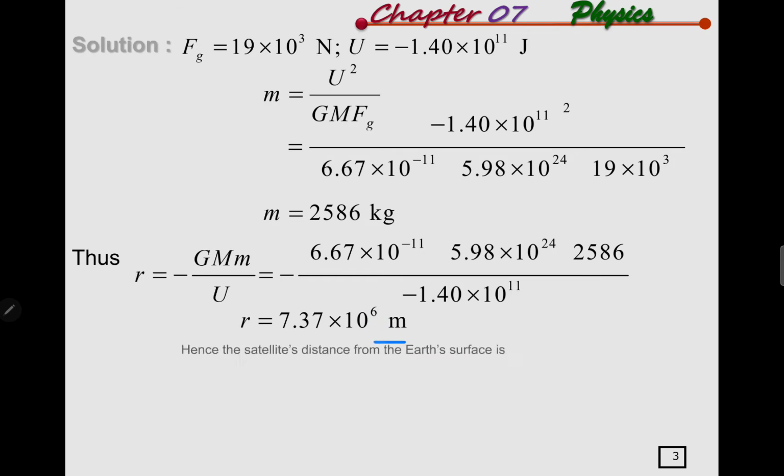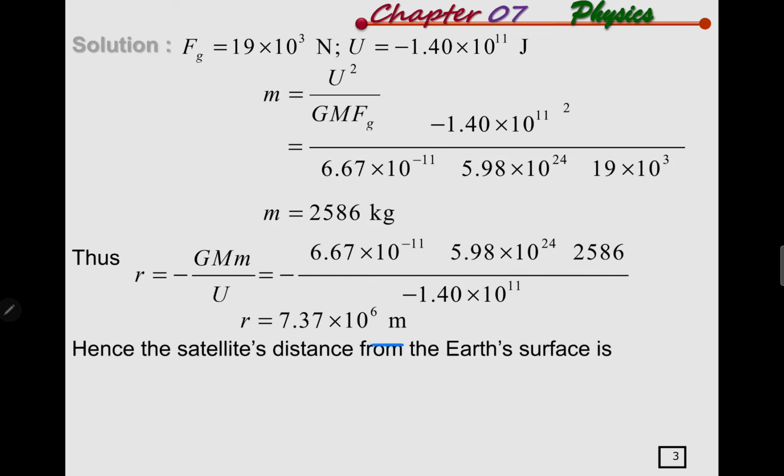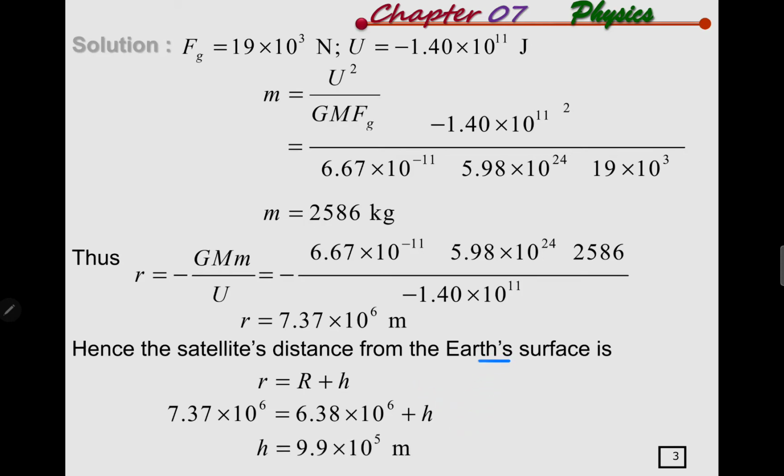Now we are going to determine the height h. Subtracting the radius, we end up with 9.9 times 10 to the power of 5 meter.